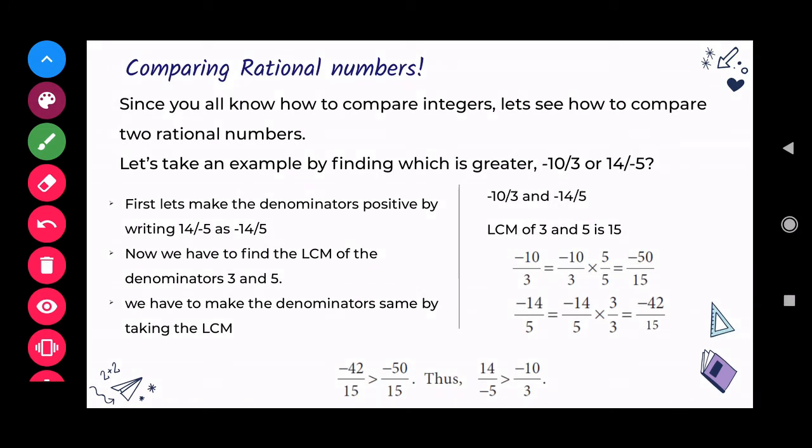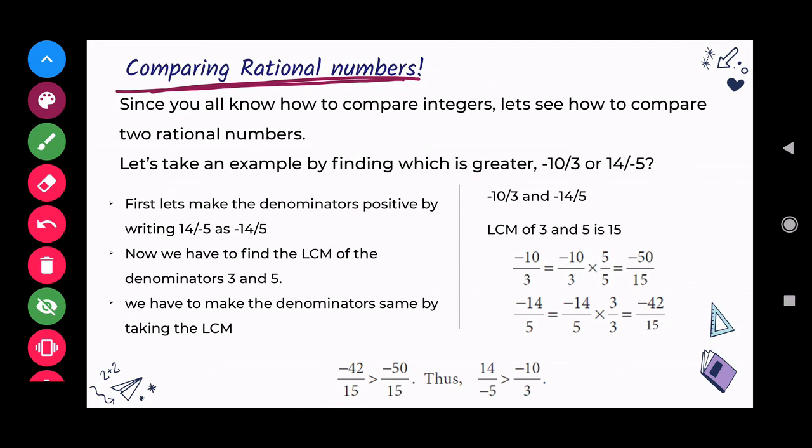So let's get into the next topic, which is comparing rational numbers. What do you mean by comparing? Let's say I give you two different boxes and I'm asking you to find which box is having more food. Without opening, you have to tell. You take both the boxes in both the hands and you measure the weights of both, and you can tell which box is having more food.